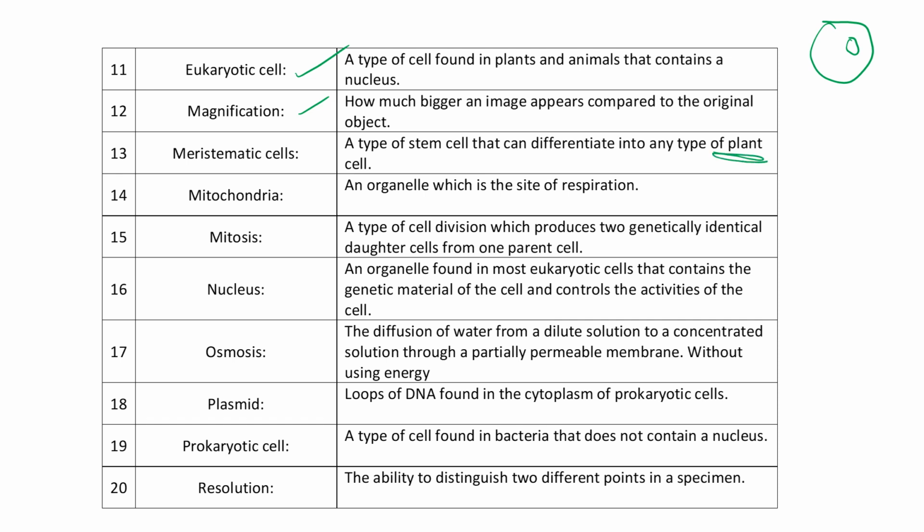A type of stem cell that can differentiate into any type of plant cells, meristematic cells. An organelle which is the site of respiration, mitochondria.